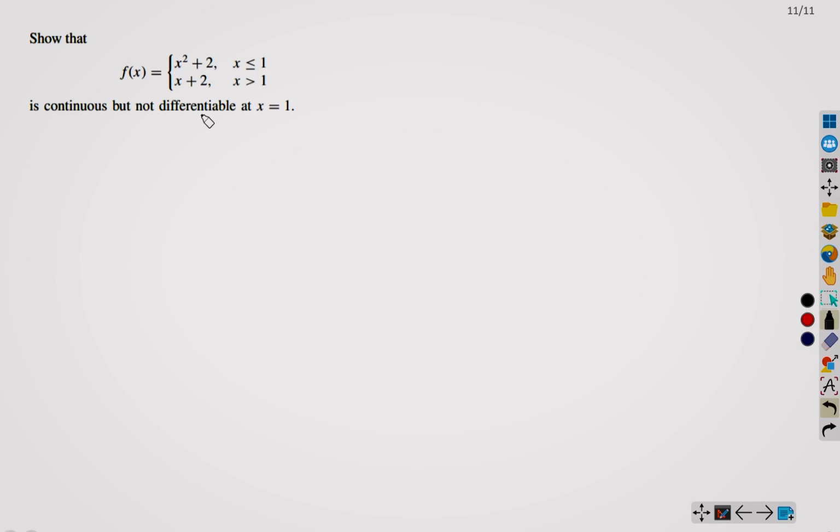So in this problem, we have to show that this function is continuous but not differentiable at this value. Let's start with the same process. You should also try this. Try this by yourself: pause the video, try it yourself, and come back and check.